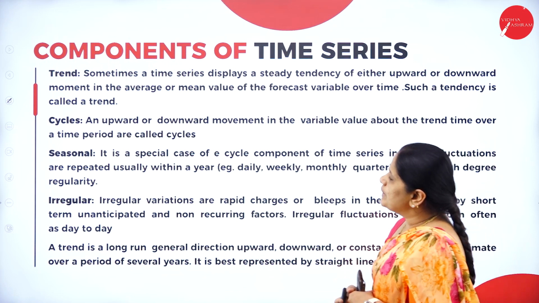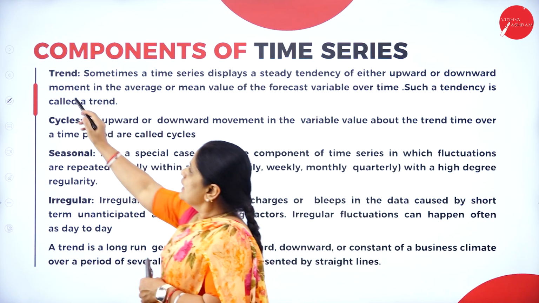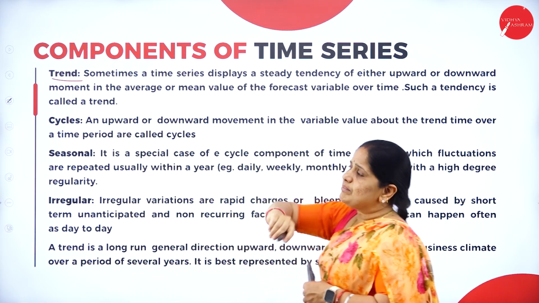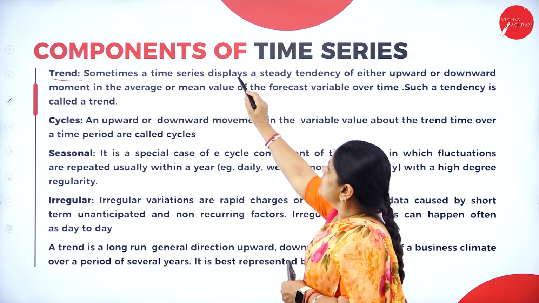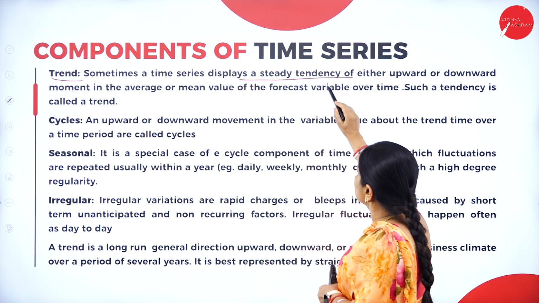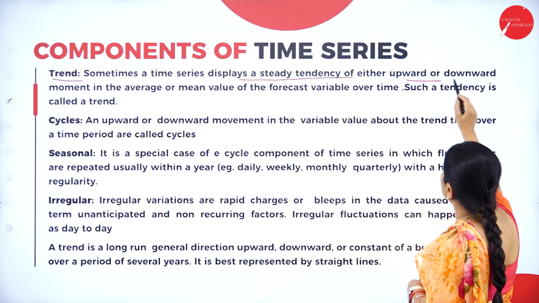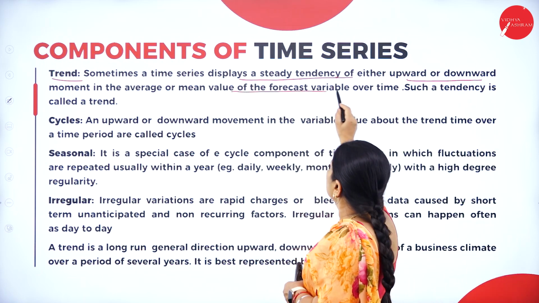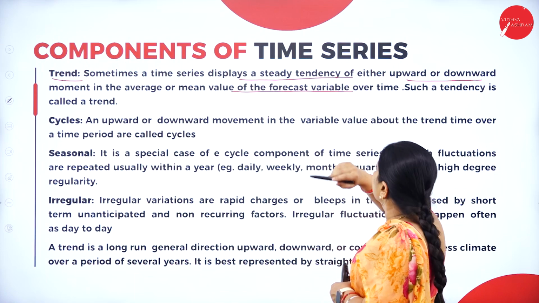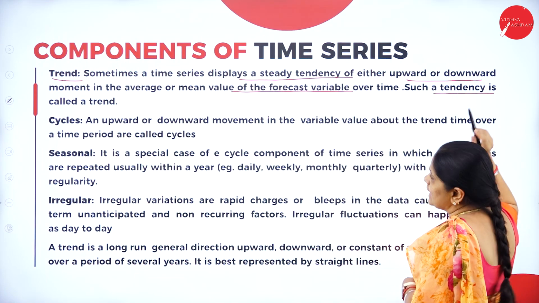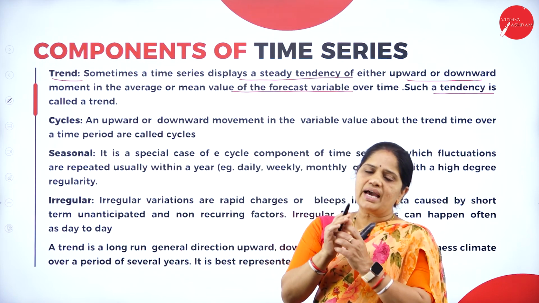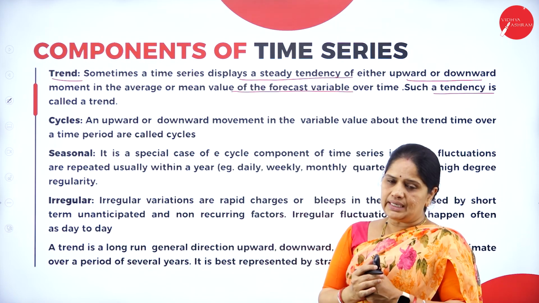Now, the next is the components of the time series. Now, what are the components of the time series? In this, the first one is the trend. Now, what do you mean by trend? Sometimes a time series displays a steady tendency of either upward or downward movement in the average or mean value of the forecast variable over time. Such a tendency is called a trend. So, trend means we have an upward trend or the downward trend.